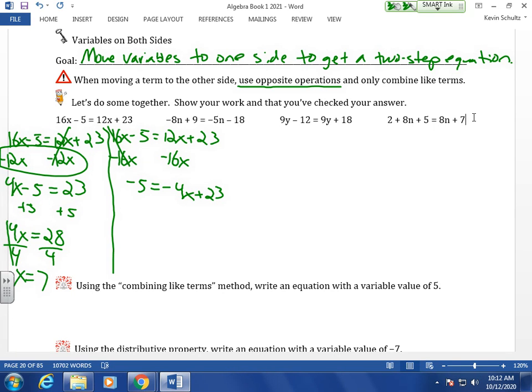But we have our two-step, subtract 23 from both sides. We get negative 28 equals negative 4x. Now we're dividing by negative 4 to get x by itself, and lo and behold, our answer is still positive 7, which is good. Whew, if we had gotten something else, I'd have been concerned. Okay, but it is still positive 7.